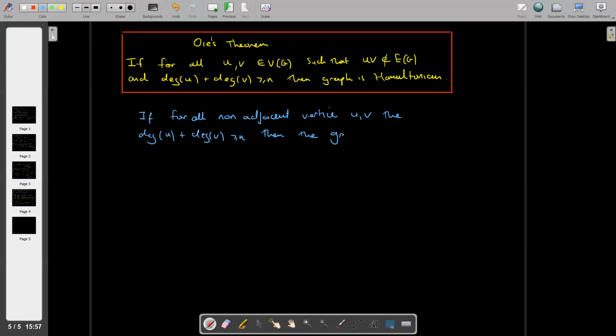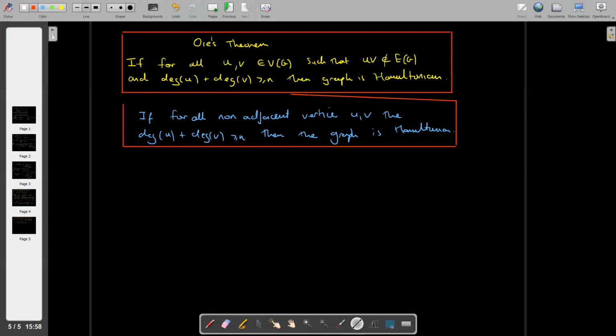Okay, so that's what it says in English. So if for non-adjacent vertices, the degree of U plus the degree of V is greater than or equal to n, then the graph is Hamiltonian. Okay, so that's what it is in English. So now I'm going to draw a picture and show you what it says and what it doesn't say.